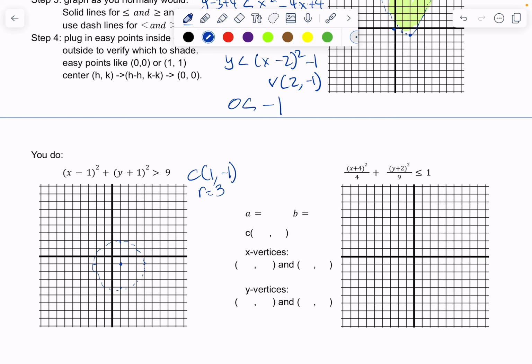Let's see if this turns out to be a true statement or not. I would just plug in my center point, because that zeroes everything out. If you plug in 1 and negative 1, this becomes 0 squared plus 0 squared is greater than 9. Is that a true statement? Absolutely not. So let's shade the outside.